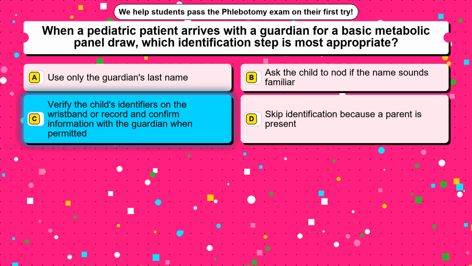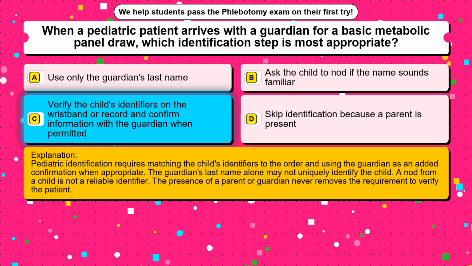The correct answer is option C. Verify the child's identifiers on the wristband or record and confirm information with the guardian when permitted. Pediatric identification requires matching the child's identifiers to the order and using the guardian as an added confirmation when appropriate. The guardian's last name alone may not uniquely identify the child. A nod from a child is not a reliable identifier. The presence of a parent or guardian never removes the requirement to verify the patient.